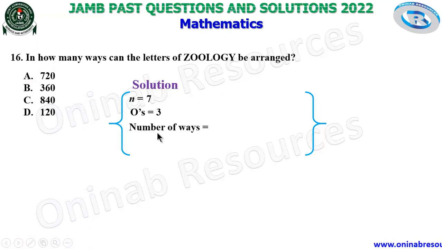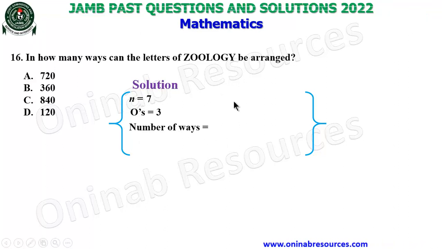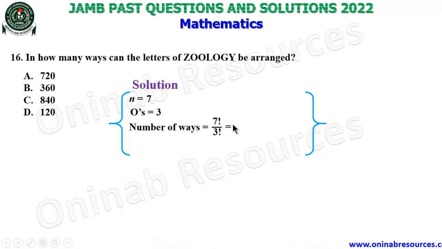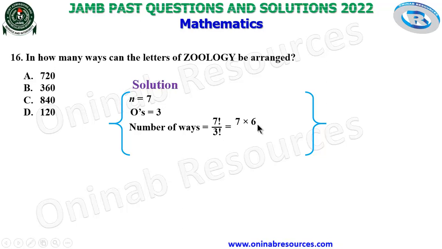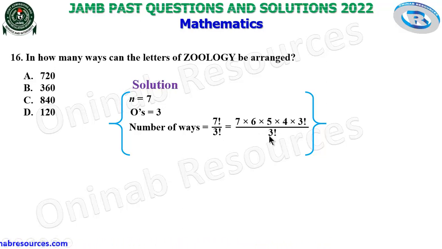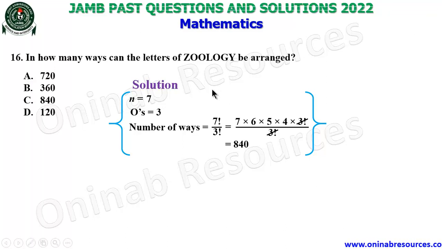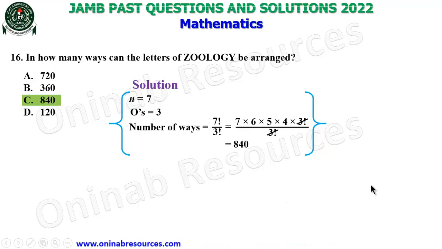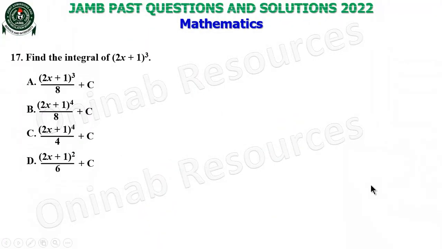So the number of ways now is going to be 7 factorial over 3 factorial. This is going to give us 7 times 6 times 5 times 4 times 3 factorial over 3 factorial. So the 3 factorial will cancel with this 3 factorial. Multiplying out this, we have 840 ways of arranging the letters of the word zoology. And that gives option C. That's all for problem 16. We then go to problem 17.